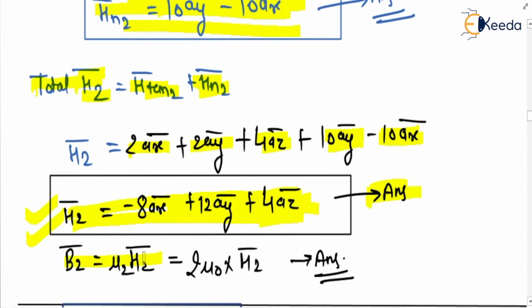And B2 is equal to mu2 into H2, and it is 2 mu naught into H2. We will multiply 2 mu naught with H2 and we will get B2. So this is our answer.